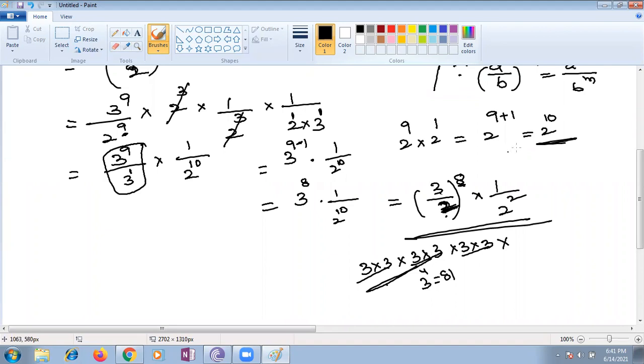Ma'am, for 1/6, I was going to write 3 into 2, but I wrote 3 power 2.